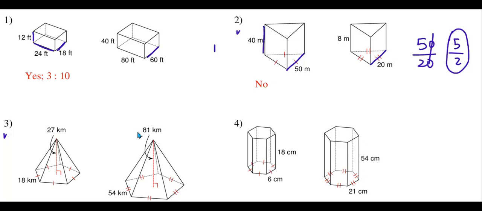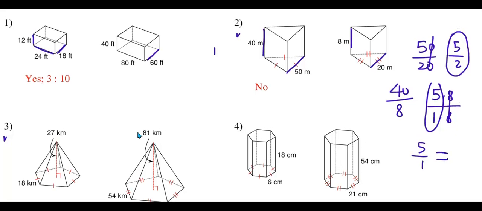Then you do 40 and 8. Excuse me, I meant to say 8. And then the scale factor is 5 to 1. Did you say 5 to 1 is not 5 to 2? Remember, in order to be similar solids, we have to have the same scale factor from the beginning to the end. Since we don't have it, I know they are not similar solids.